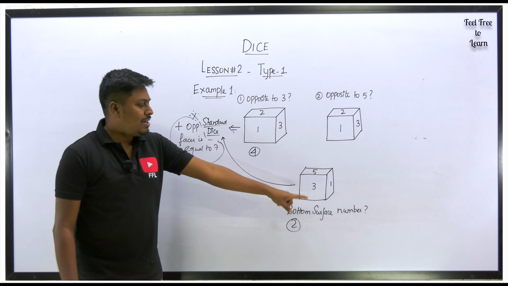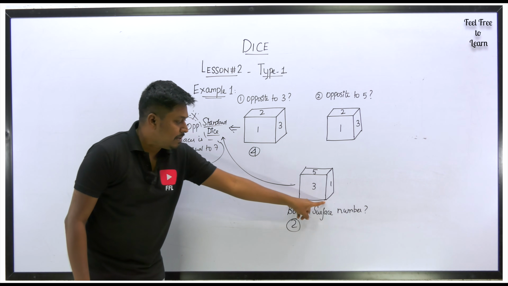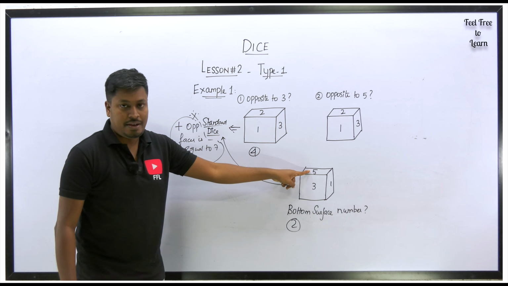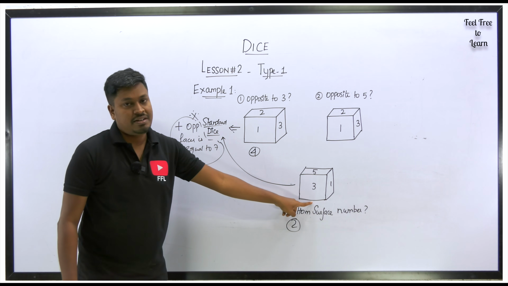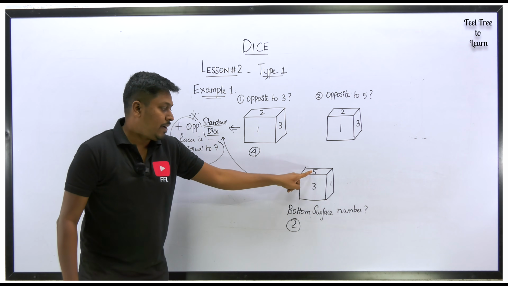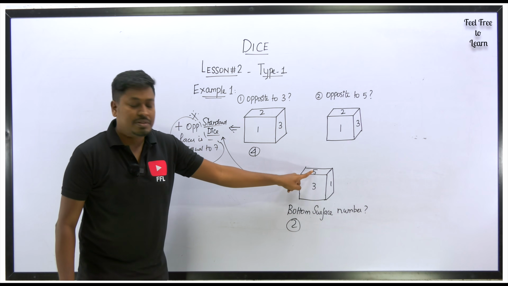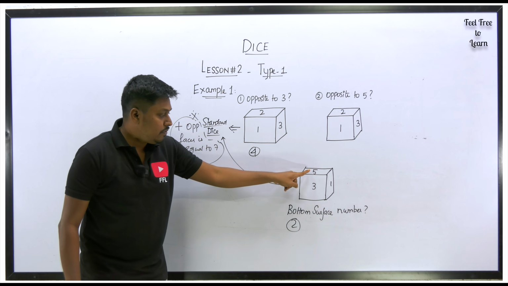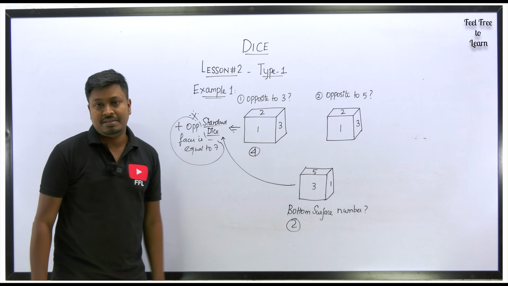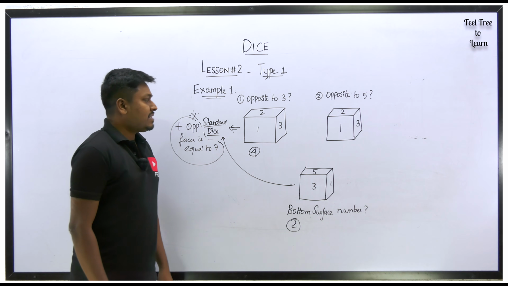Okay, so not number 5. But we know that the cube bottom face will be this, which is opposite to number 5. So opposite to number 5 will be definitely 2. So only then we can say that top face 5 and the opposite face, bottom face, will be 2. So if you add 5 and 2, the resultant will be 7. Got it?